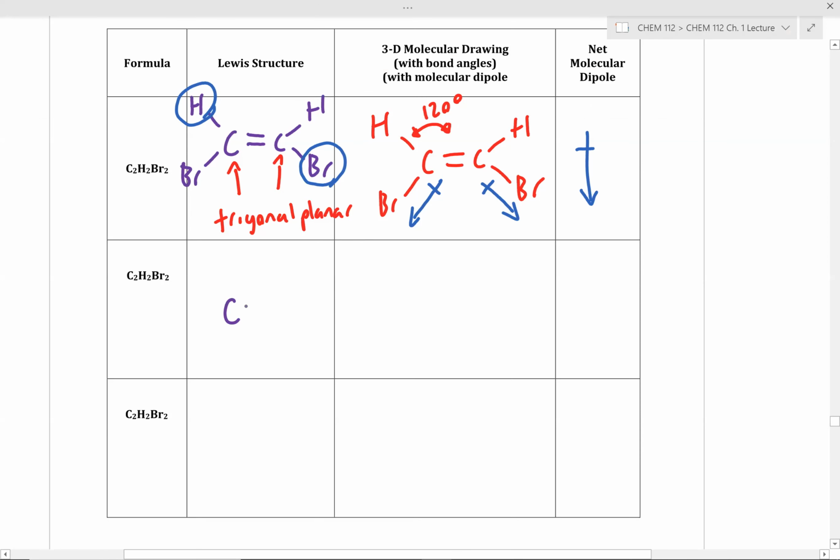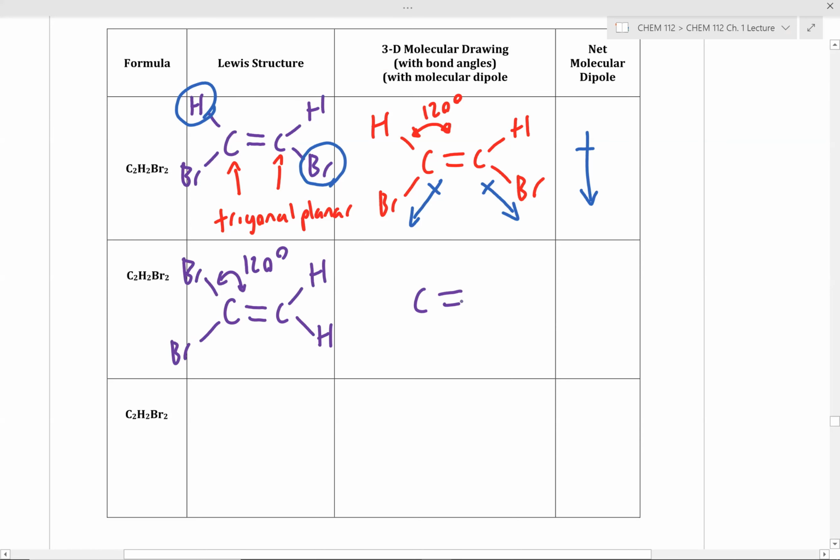So the first isomer we can draw has both of our bromines attached to the same carbon. Now, we're already respecting our molecular geometry because I'm very attentive and I've drawn out my bonds separated by what bond angle? 120 degrees.